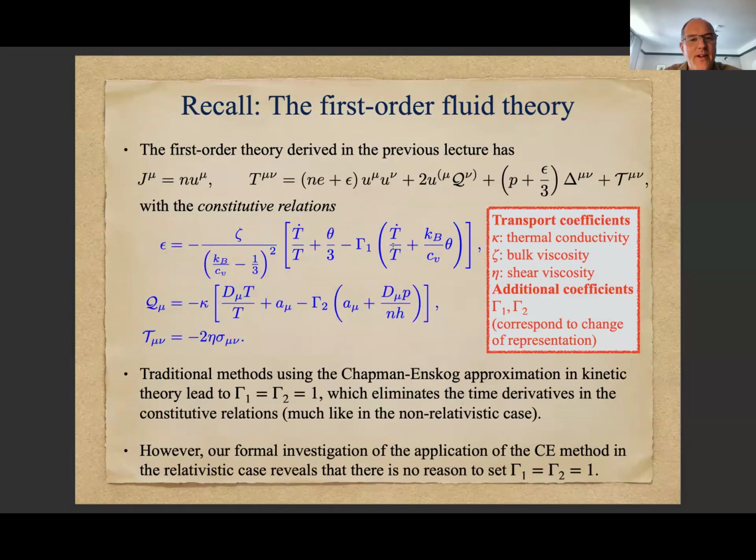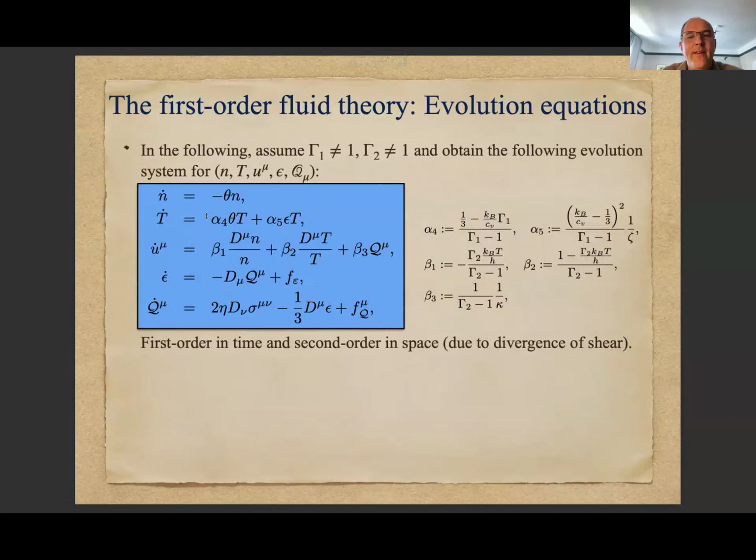So what you can do then is use this equation as an evolution equation for the temperature. And likewise, this equation for the heat flux, if gamma 2 is different from 1, you can use as an evolution equation for velocity. And then you use the balance law as evolution equation for the remaining quantities. And if you do this, then you get the following system.